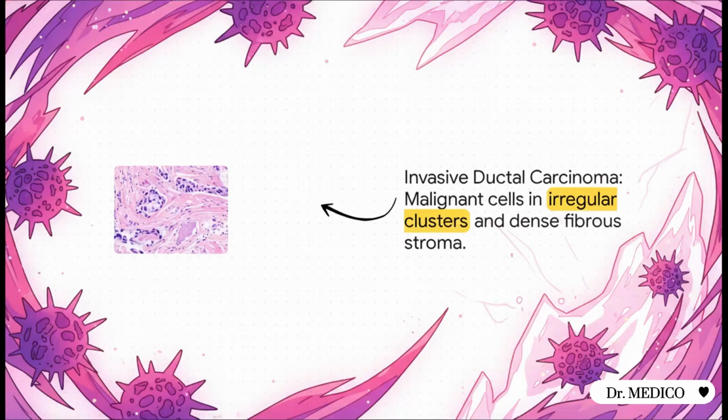Now, look closely at this histology. You see these irregular clusters of malignant cells, right? But what's surrounding them is just as important, that extensive, dense, pink fibrous stroma. This is called a desmoplastic reaction, and it's what gives the tumor its classic hard, gritty texture on gross examination and when you feel it.